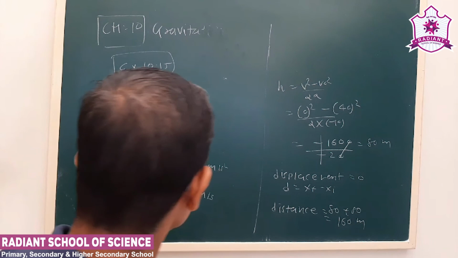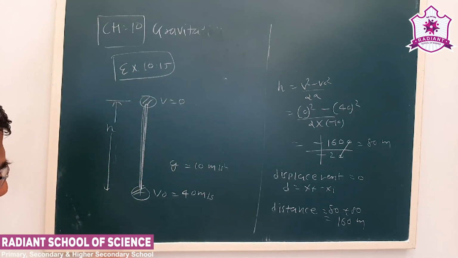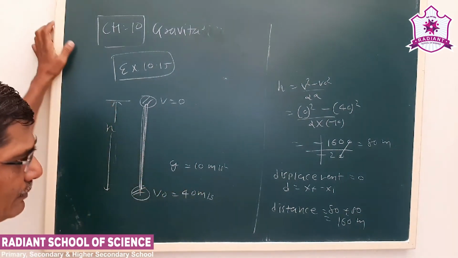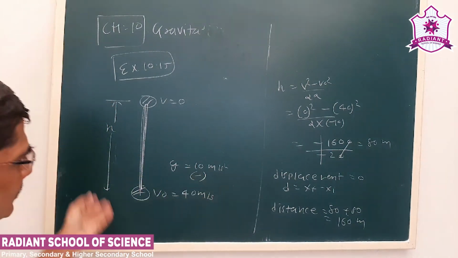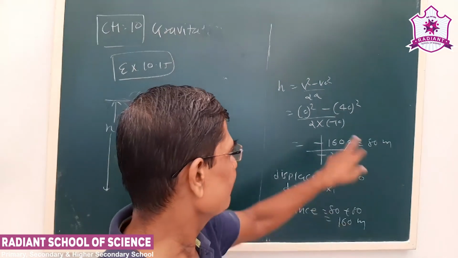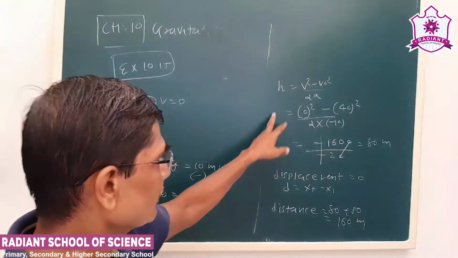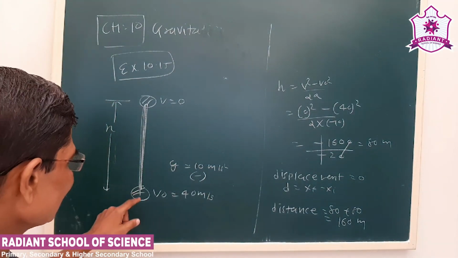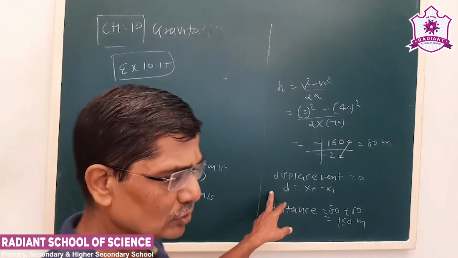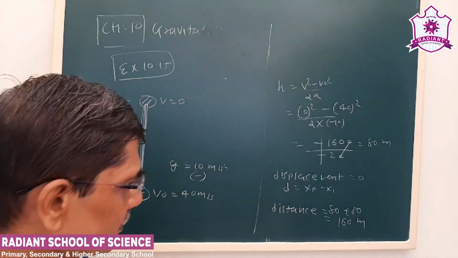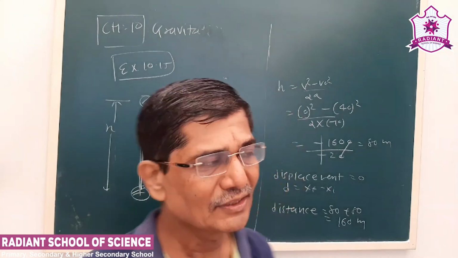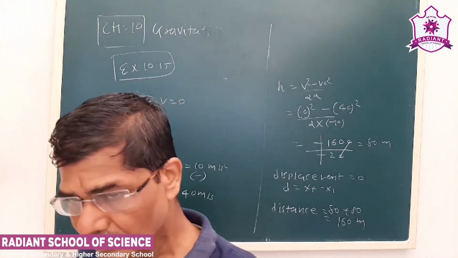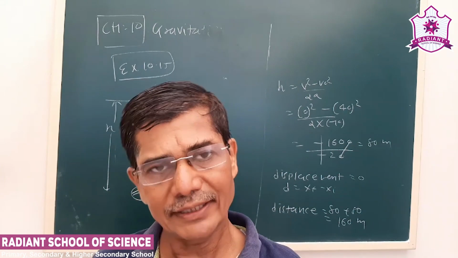So this is how we can solve. The object is thrown in vertically upward direction with the initial velocity of 40 meter per second. g we have to take 10 meter per second square, that is given. It is moving against the gravitation, that's why we have to take negative 10. So we have calculated the height or the distance covered. It will come back to the same point, so displacement will be 0 and the distance covered will be 160 meter. So this is about exercise number 10.15. Now the remaining numericals and the MCQ we will take next time. Thank you.